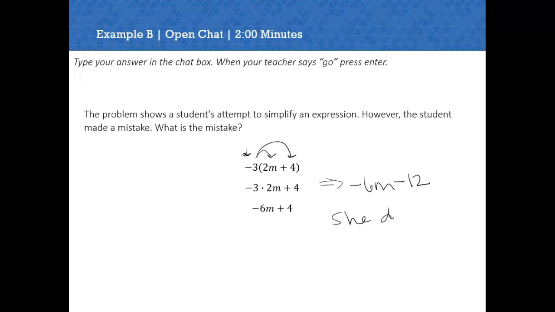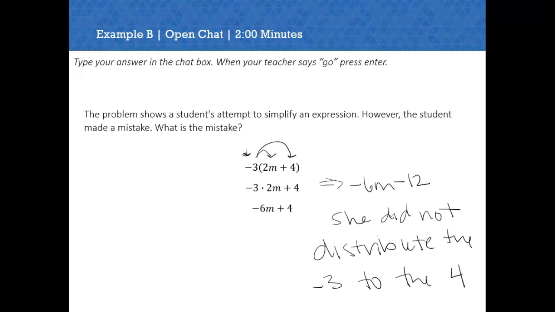So she did not distribute the negative 3 to the 4.